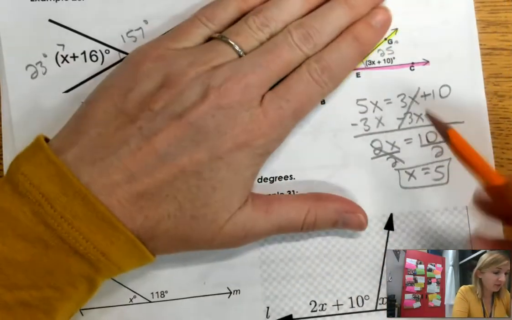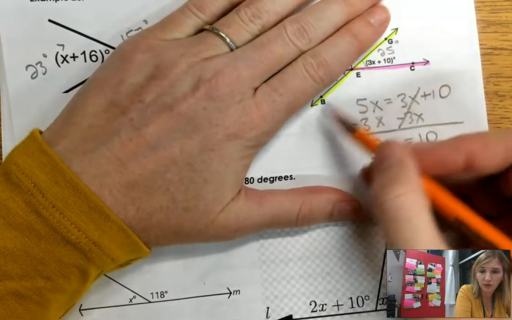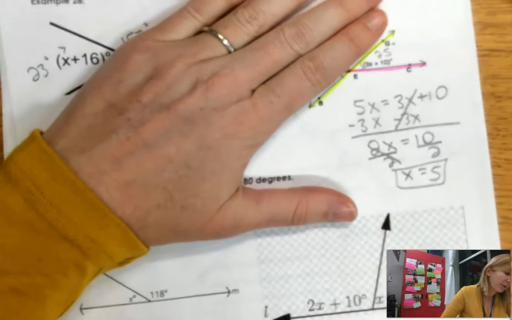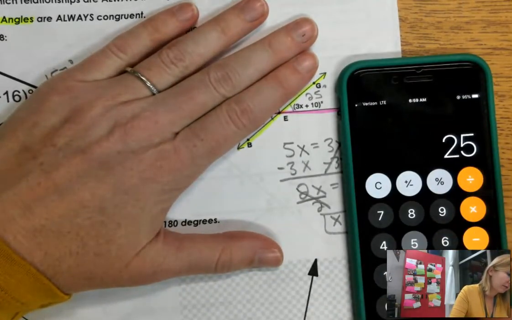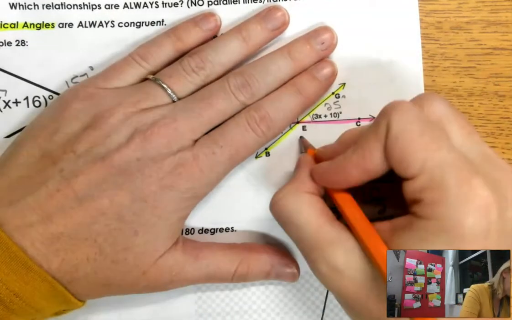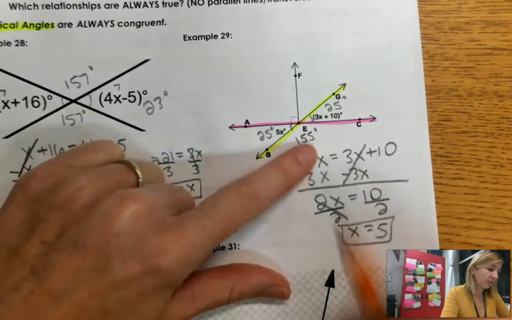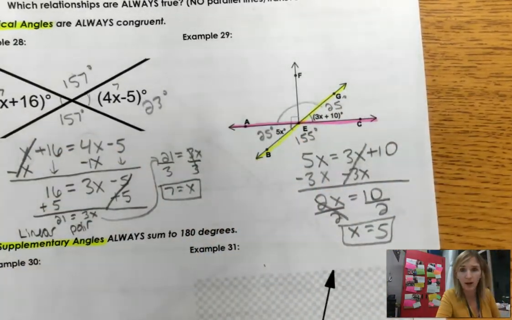Looking at this, I know that these two angles right here are a linear pair. They're sitting on this yellow line together, so they have to add up to 180. So this must be 180 minus 25. All right, so 155. Looking at that, I know this whole angle over here is 155 as well, but I've got this extra angle.